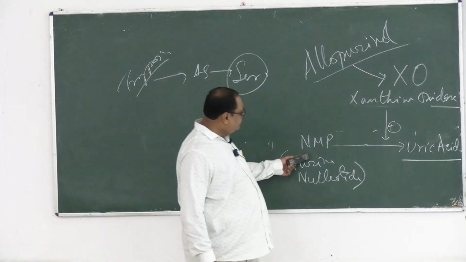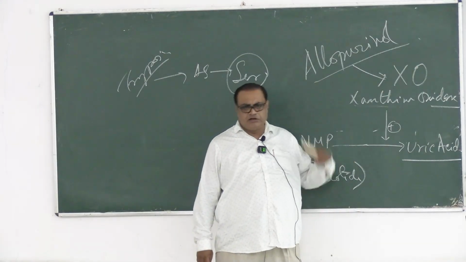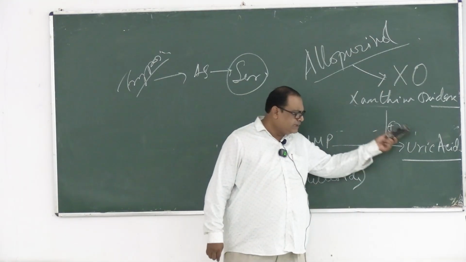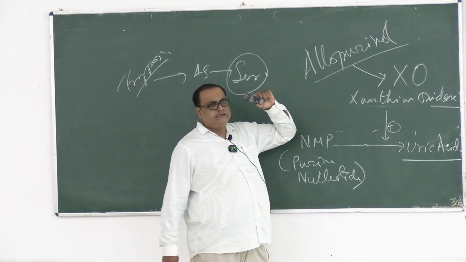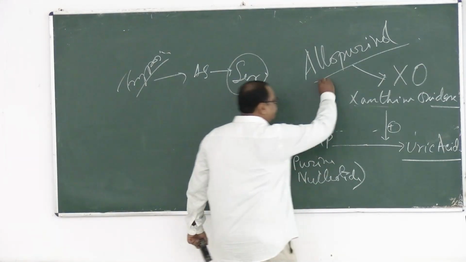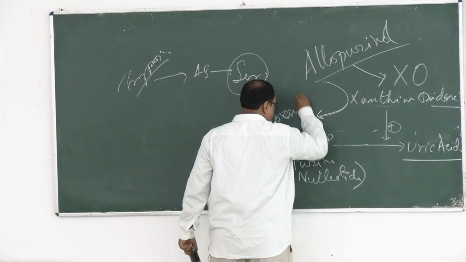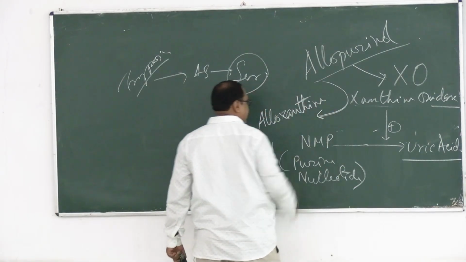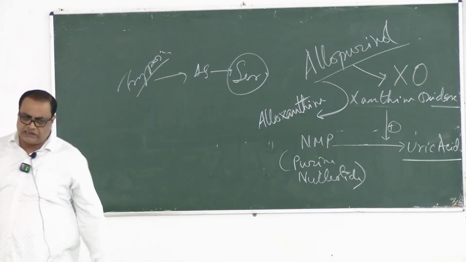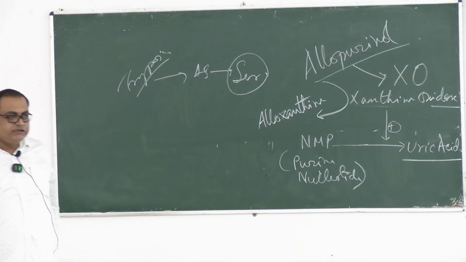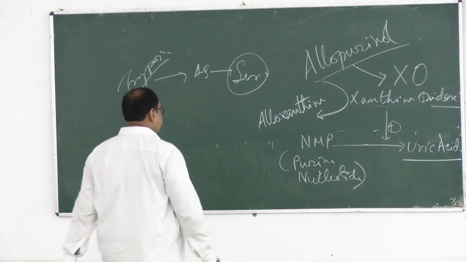So breakdown of purine nucleotide forms uric acid. The last enzyme in this reaction is catalyzed by xanthine oxidase. Last two steps. Xanthine oxidase is inhibited by allopurinol. Allopurinol sits at the active site of xanthine oxidase and it forms alloxanthine. Now allopurinol does not bind so tightly with the xanthine oxidase active site, but alloxanthine binds very tightly and irreversibly at the active site of the xanthine oxidase.